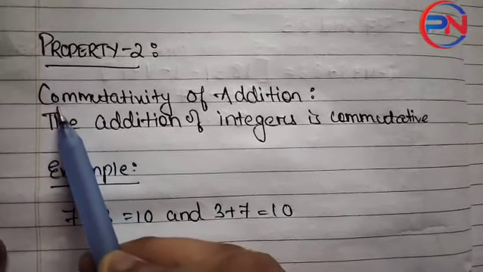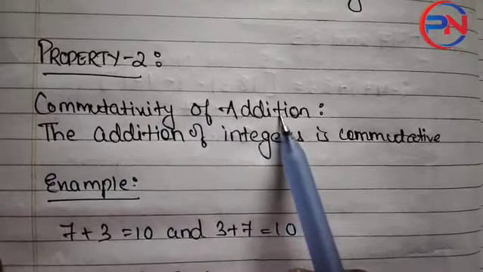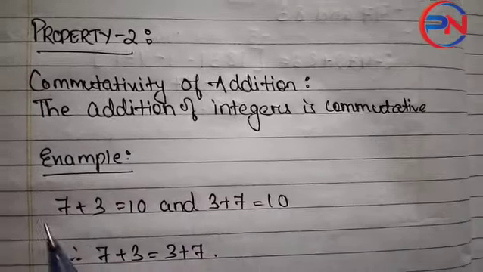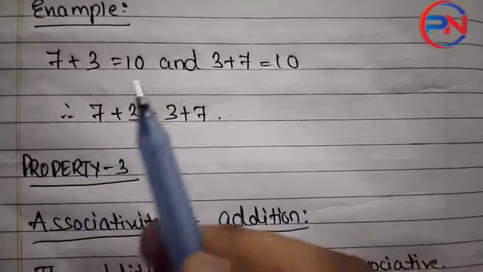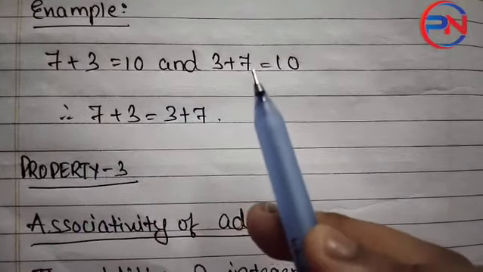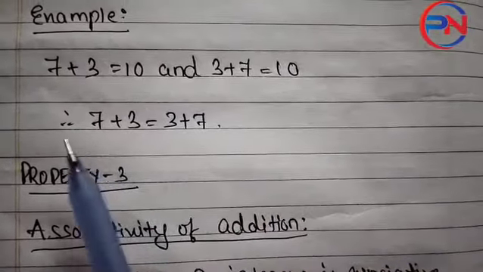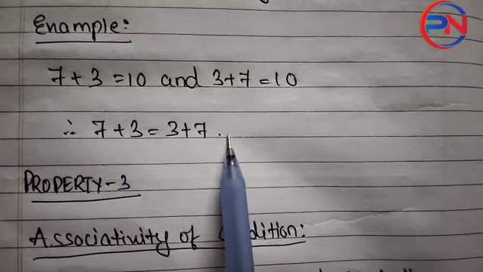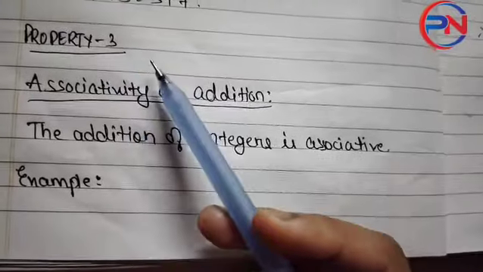Now let's move on to property 2. Here given commutative property of addition. The addition of integers is commutative. For example, 7 plus 3 is equal to 10 and 3 plus 7 is equal to 10. Thus, 7 plus 3 is equal to 3 plus 7. Now let's move on to property 3.